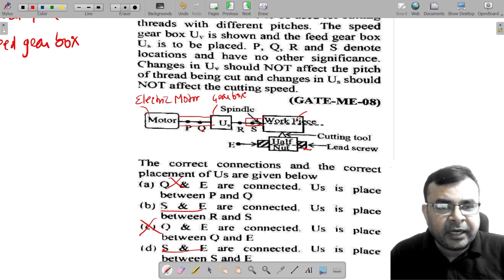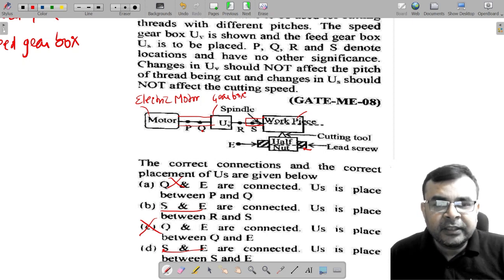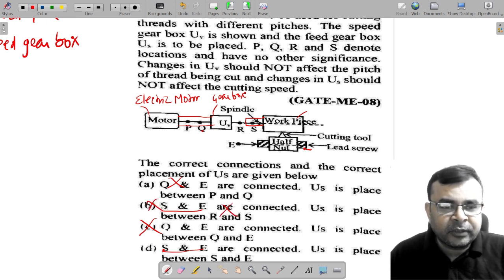And next, US is placed between R and S. US should never be placed between R and S because this spindle is directly connected with the workpiece, so there is no meaning of this feed. So option B is wrong.